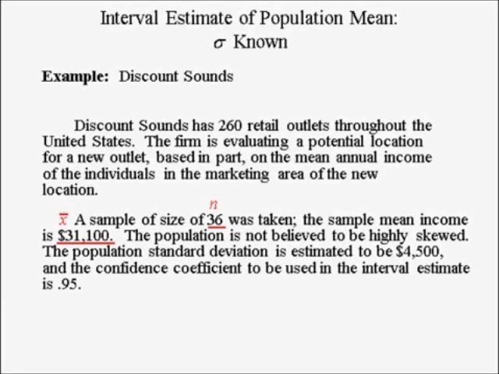The population is not believed to be highly skewed. The population standard deviation is estimated to be $4,500, and the confidence coefficient to be used in the interval estimate is 0.95.